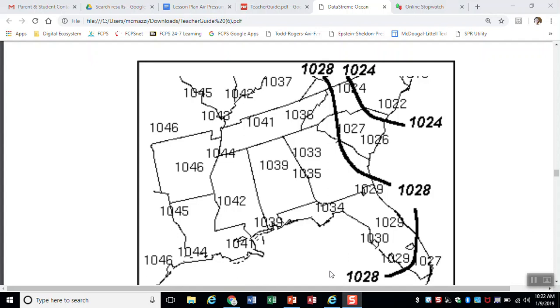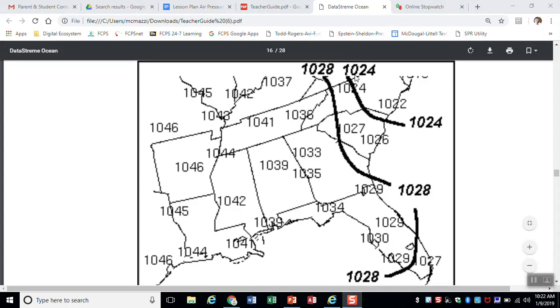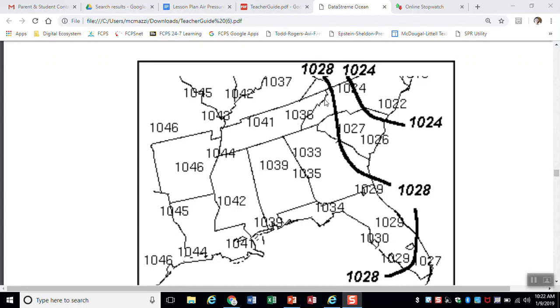Question number 3 says, by convention, isobars on surface weather maps are usually drawn using the same interval, the difference in air pressure value from one isobar to the next, as that used on this map. The isobar interval is blank millibars. So you have to look here and say, what is the difference between this 1024 line and the 1028 line? And then it goes 1032, 1036, 1040, 1044. What is it counting up by? That's the interval that's used on this map.